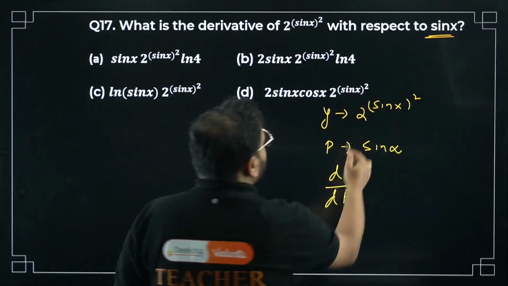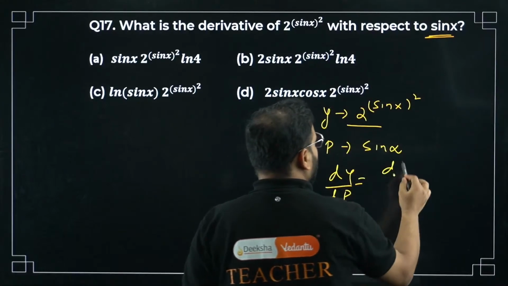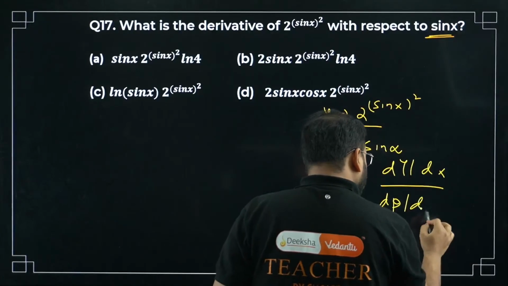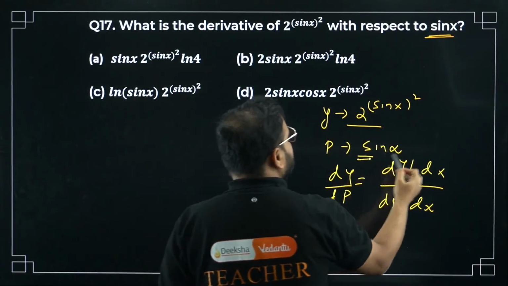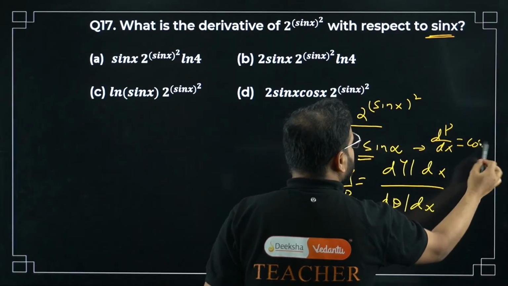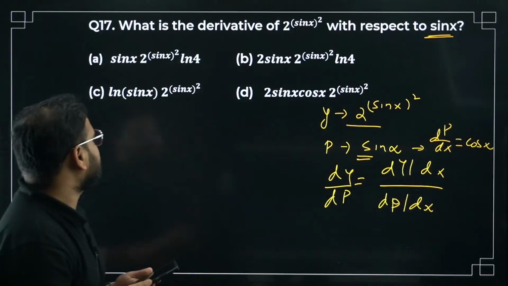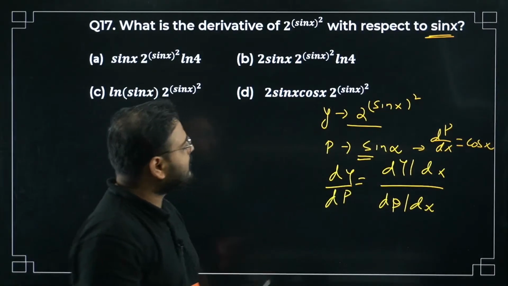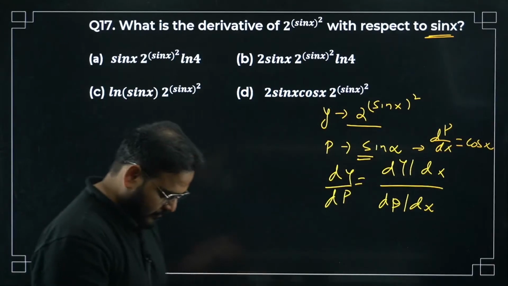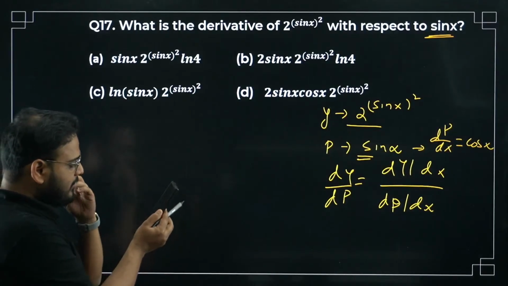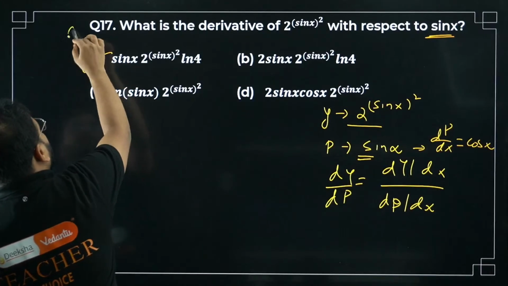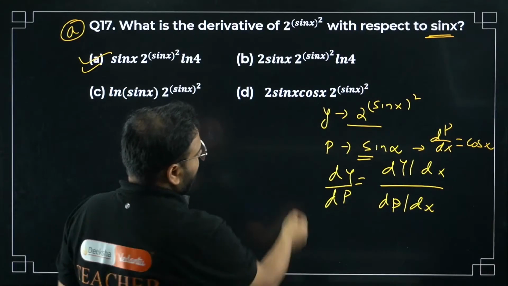Okay, differentiate this part. Simply like this, dy by dx divided by dp by dx. This is very simple, dp by dx is simply cos x. So that option is gone, because we'll have cos x, because of the differential, division will get cancelled. Option A, very good Chandan, excellent, excellent Chandan, very good.